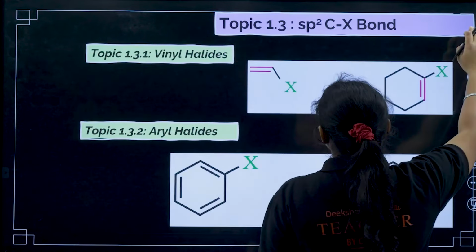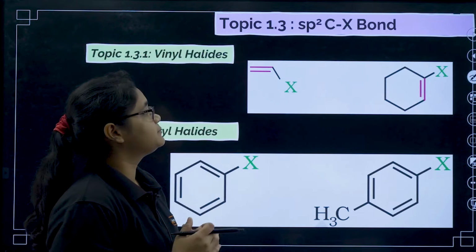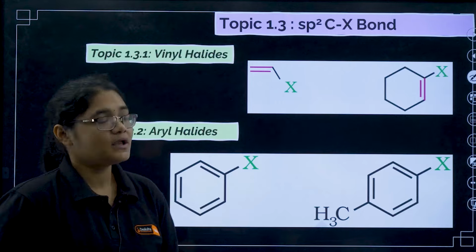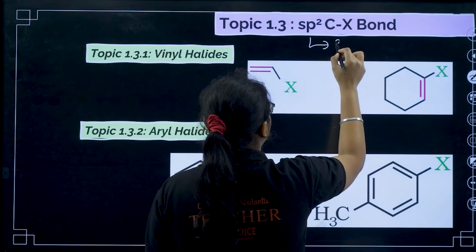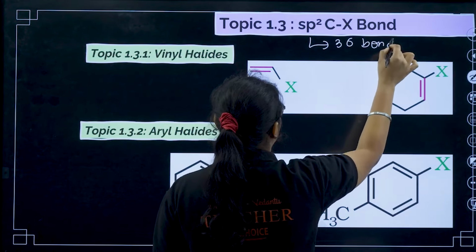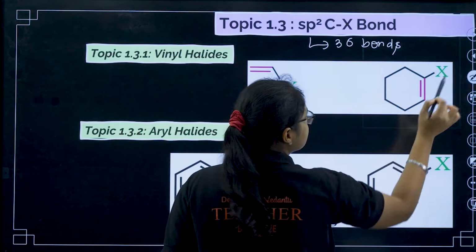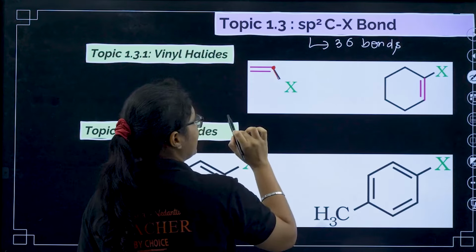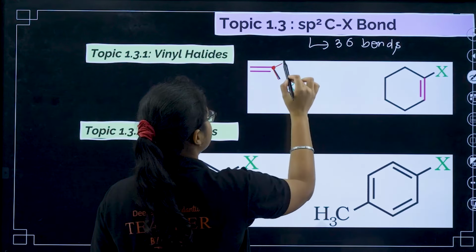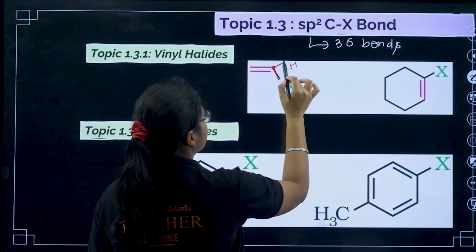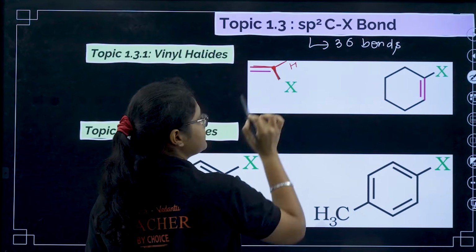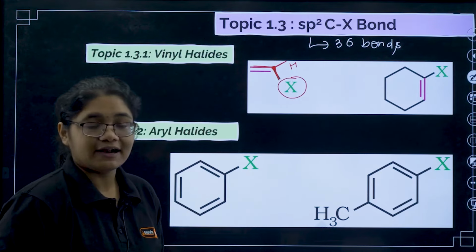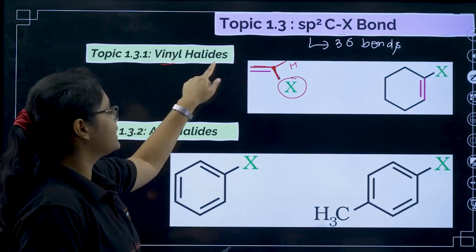Next we will see the classification of the sp2 C-X bond, meaning the carbon which contains the X is directly an sp2 carbon. Now what do you mean by sp2? It should have 3 sigma bonds. Okay, sp3 has 4 sigma bonds and sp2 has 3 sigma bonds. Now if you see this carbon, it is attached to X, and then we have one H here, right? So you can see 1, 2 and 3. There are 3 sigma bonds here, so this is an sp2 hybridized carbon. When this sp2 hybridized carbon is directly bonded to X, it is called a vinylic halide.